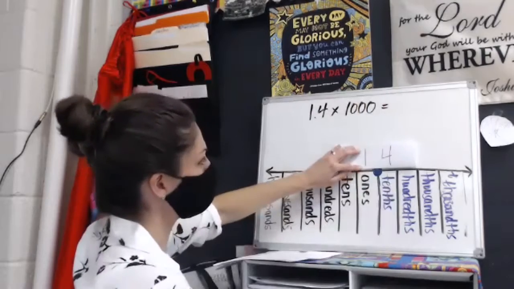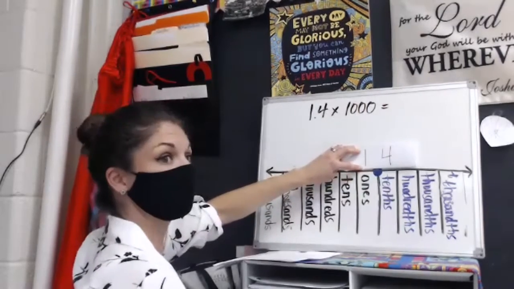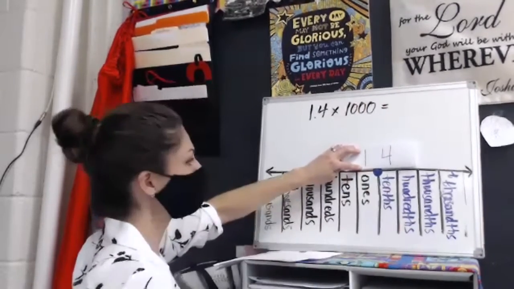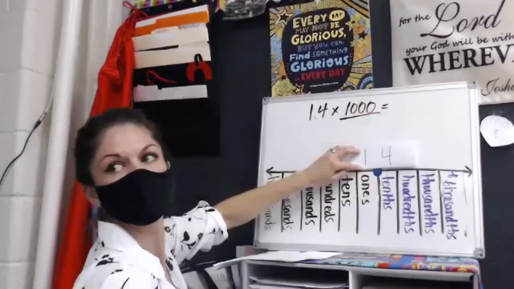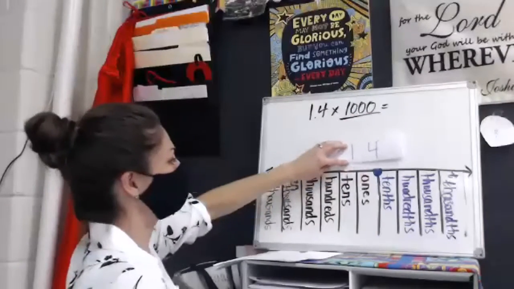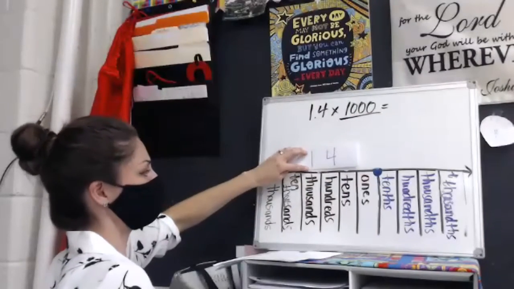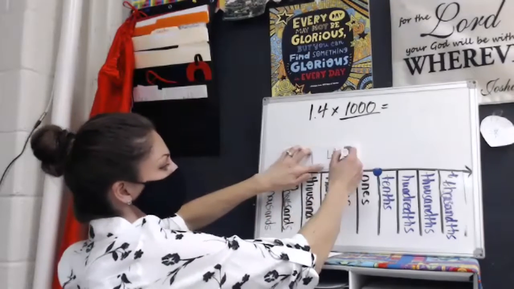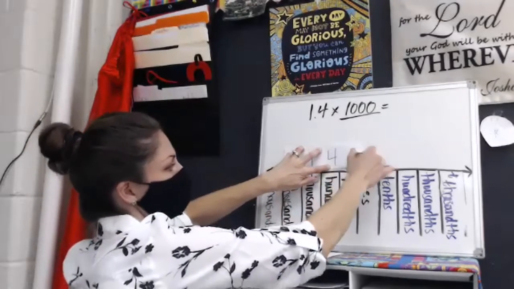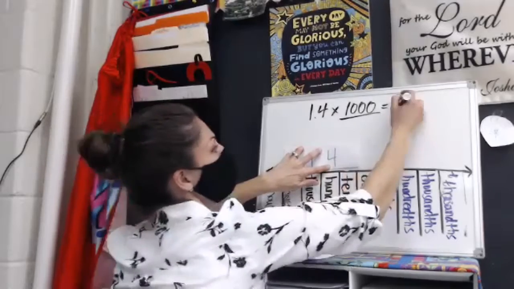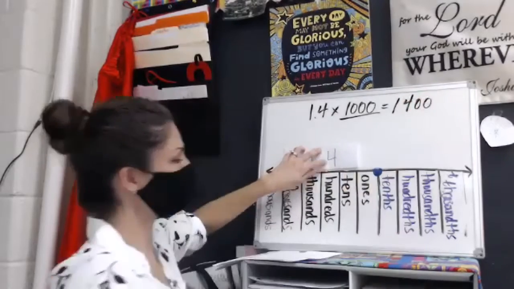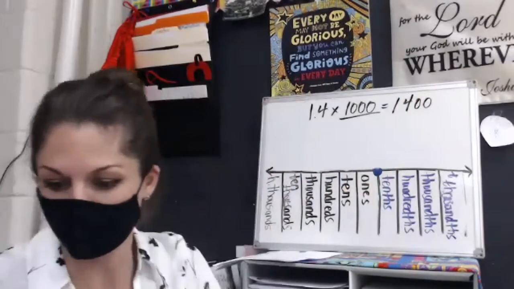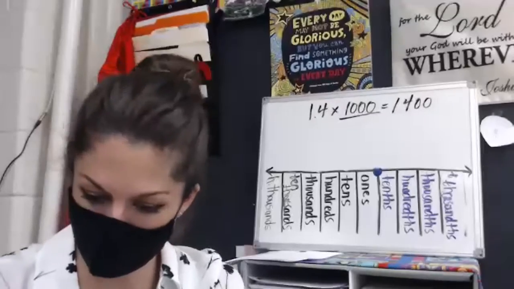Where would 1.4 land if it was multiplied times 1,000? Let's move it. How many place values? 3. 1, 2, 3. Where did it land? In the 1,000 spot. 4 is in the hundreds. What's in the tens? 0. What's in the ones? 0. So it becomes 1,400, right? Wow. Found it.